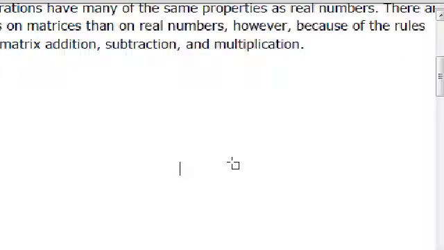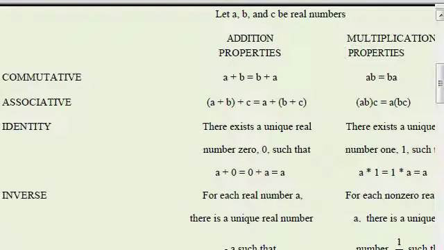I'm just going to zoom in a little bit. Hopefully that works for you. Now, we are going to say that when we take A plus B first and then add the C, we would get the same result if we were to add B and C first, then the A last.